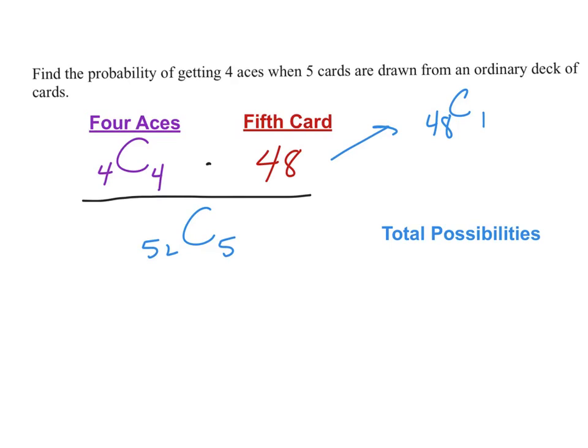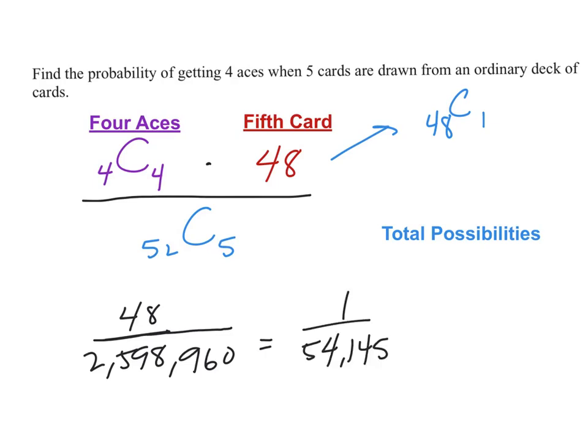There's one way to do this. So you get 4 factorial over 4 factorial times 0 factorial. So this is just 1. So the top is just 48. When you figure it out, you should have gotten 2,598,960. At this point you have the option of converting this to a decimal or reducing the fraction. And I went ahead and reduced the fraction.